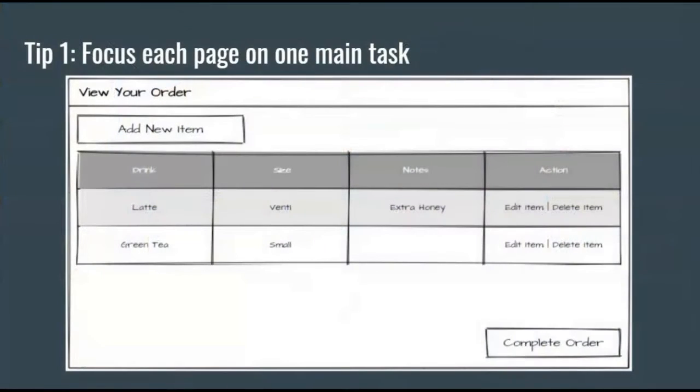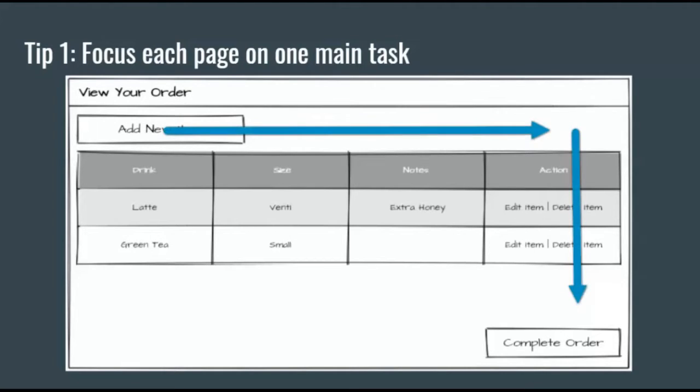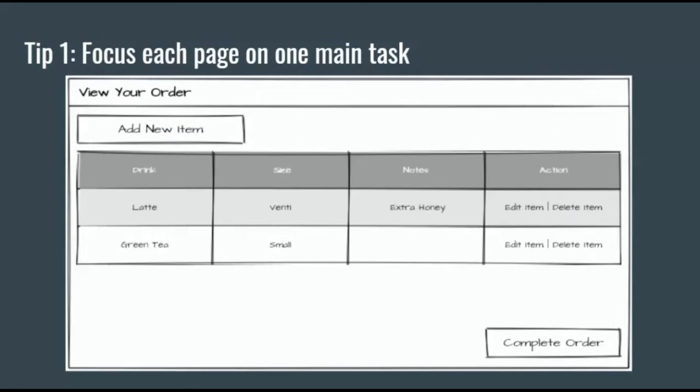Say we have an app that is used by a local coffee company. The front page of the app might look like this. What is the task on this page? To view the order. The subtask? Well, you can add an item, you can edit or delete items, or you can complete your order. Notice the ordering of the elements is from left to right, then top to bottom. This represents the ordering of options available to the user that follows the user's business processes.